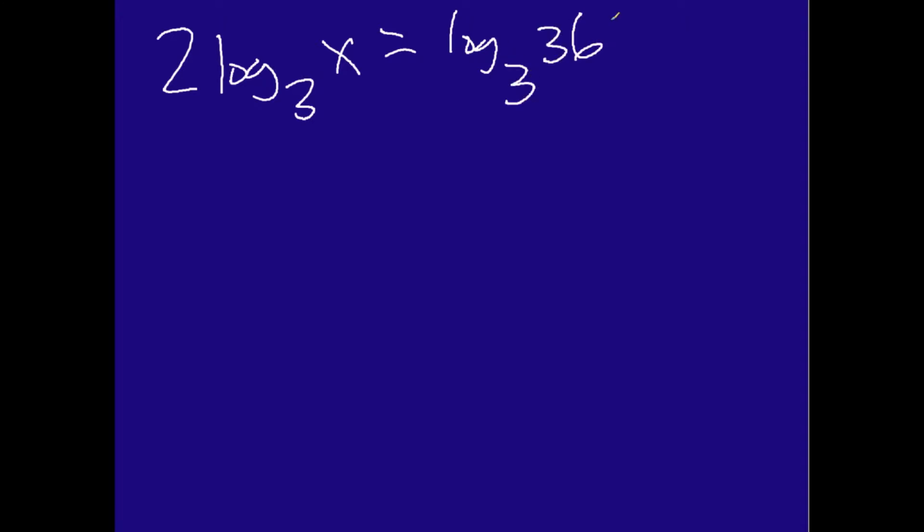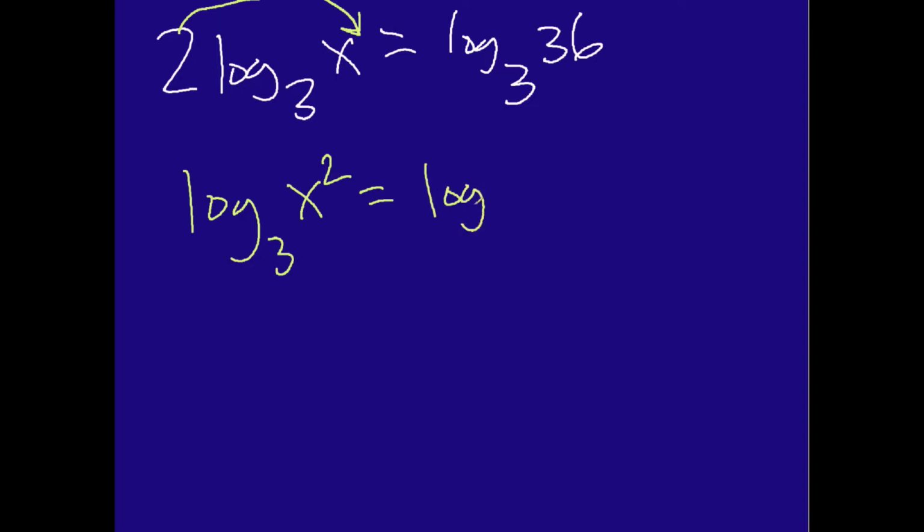Imagine I have 2 times log base 3 of x equals log base 3 of 36. Now, the first thing I need to do here is the power property. In other words, I need to move this coefficient, this constant 2, up here. To do that, I just do the following. Now I have log base 3 of x squared equals log base 3 of 36.